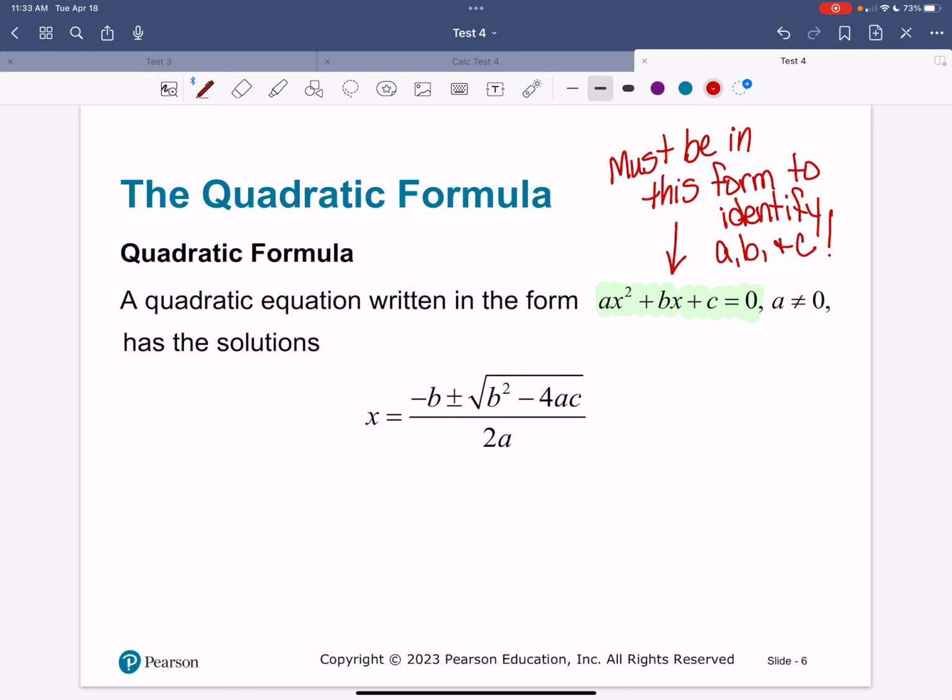Oftentimes you'll see me write what we plug in, in red. The a, b, and c is what we're going to plug in, and what's in black is part of the quadratic formula. So we're going to solve several of these using the quadratic formula.